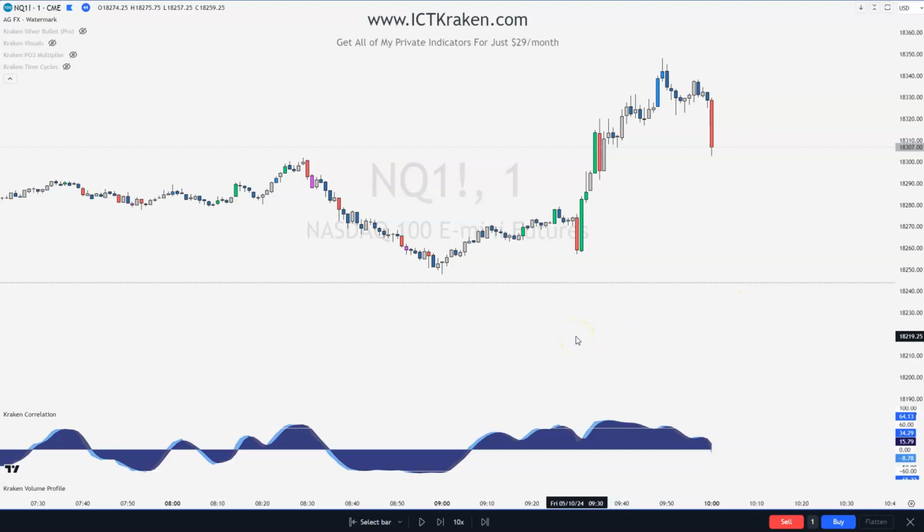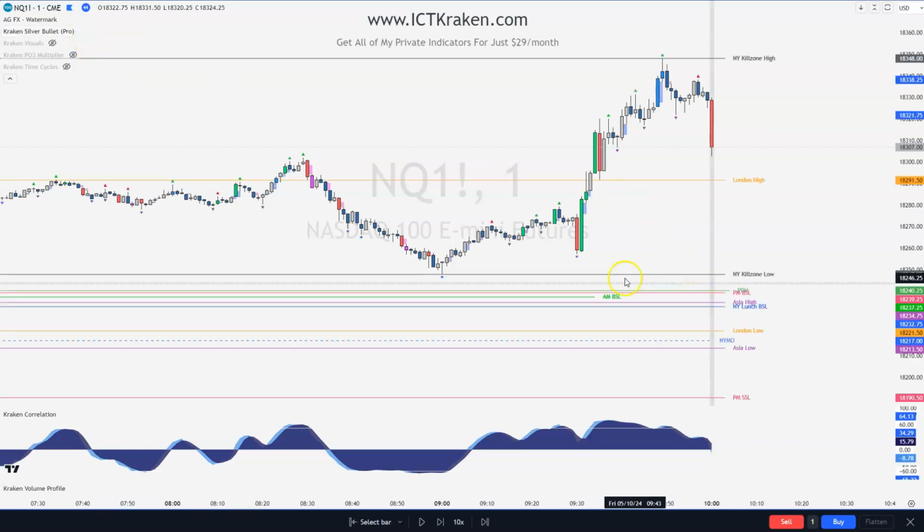Today I want to go over the AM Silver Bullet for Friday, May 10th. So the first thing we do is we turn on the Kraken Silver Bullet Pro, right? I want to see all the liquidity.